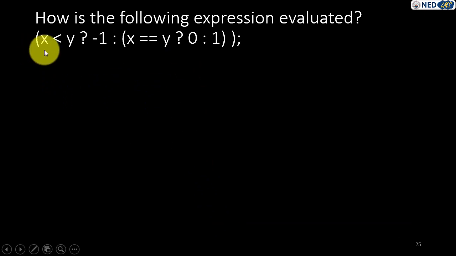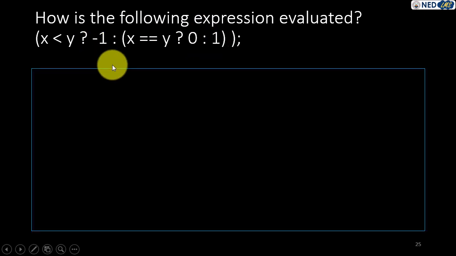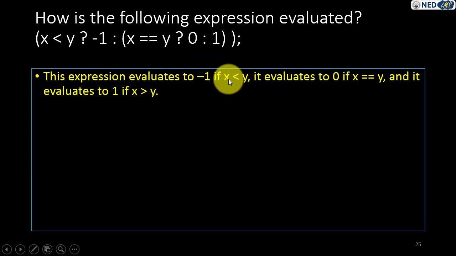How is the following expression evaluated? This is a conditional operator. So if this condition is true, this thing is going to be returned, otherwise this expression is going to be returned, and this expression is going to be evaluated. First, if x is less than y, the expression evaluates to -1. However, it evaluates to 0 if x is equal to y, and it evaluates to 1 if x is greater than y.